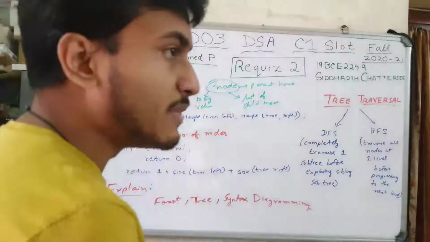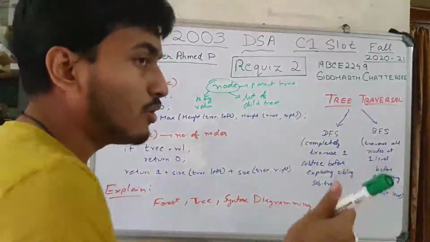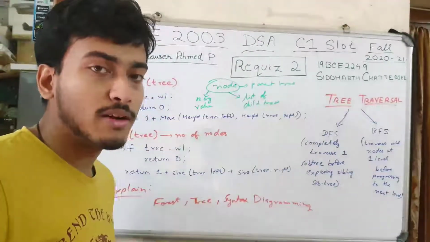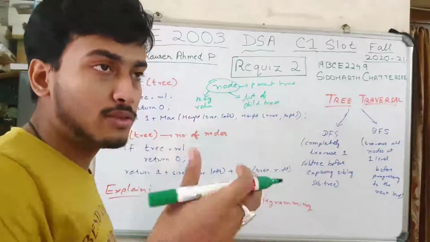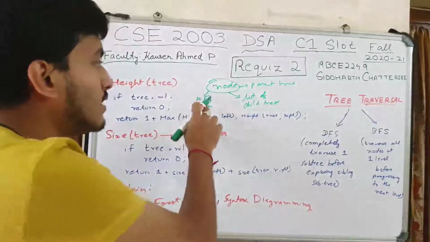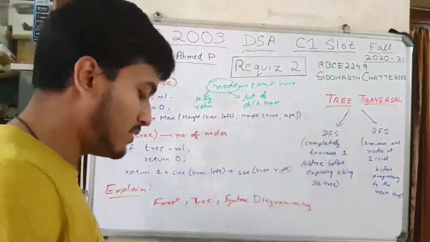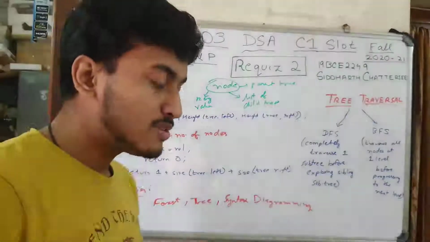This is what we basically mean: the node itself has a value. As you saw in the last one, the 8 was the parent tree. It itself had a value of 8. The node had a key value of 8, and it had a list of child trees. So this is what a tree is.